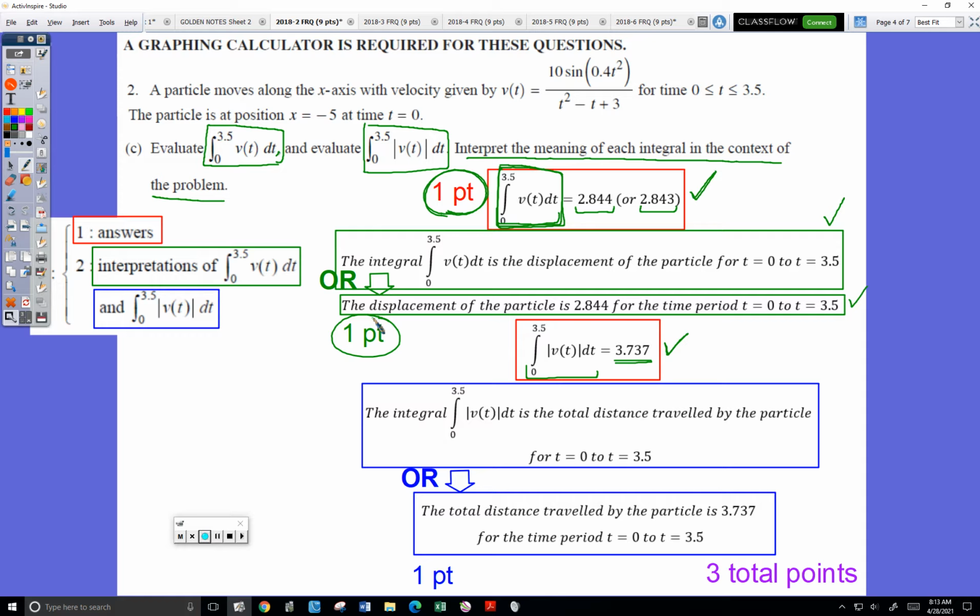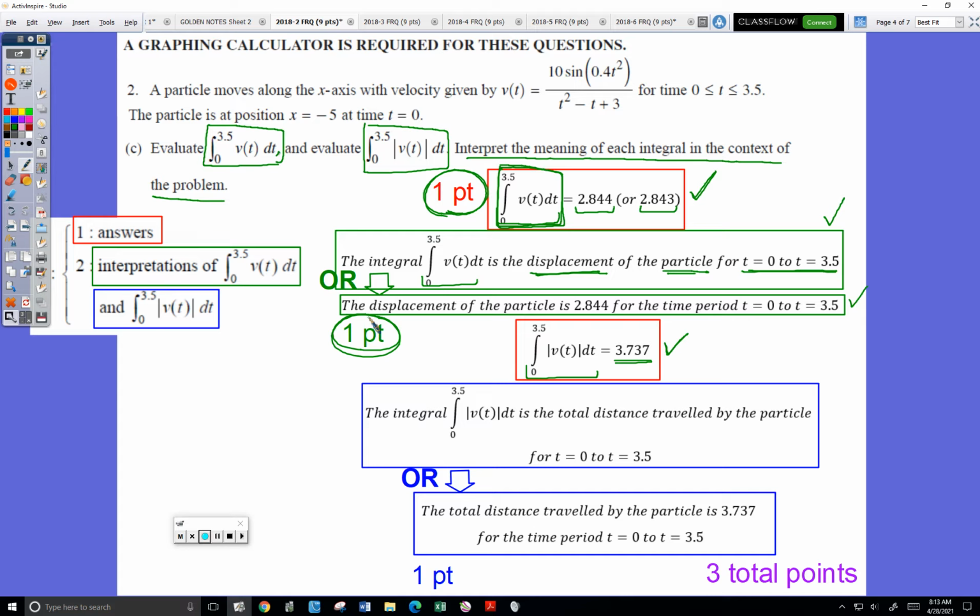There are no units in this problem, so I was mistaken. There's no units to talk about. So this integral is simply the displacement, which is the key word, of the particle. You must specify the time period. If you're not specifying the time period, you're not specific enough to earn this 1 green point.